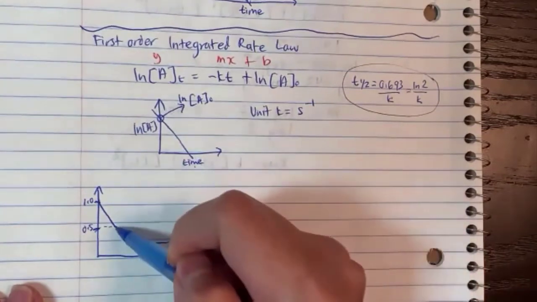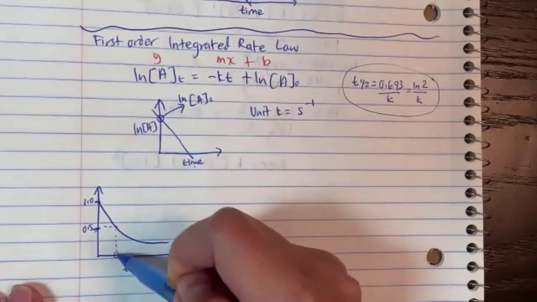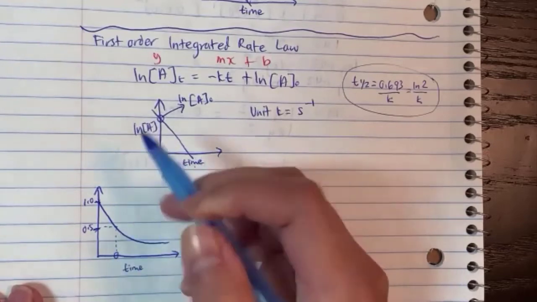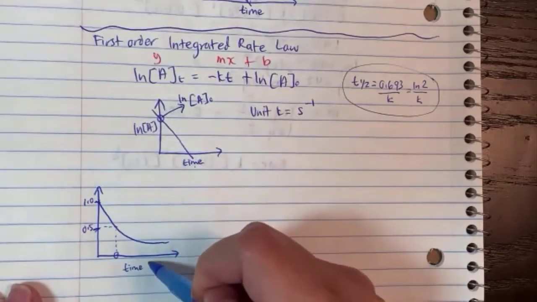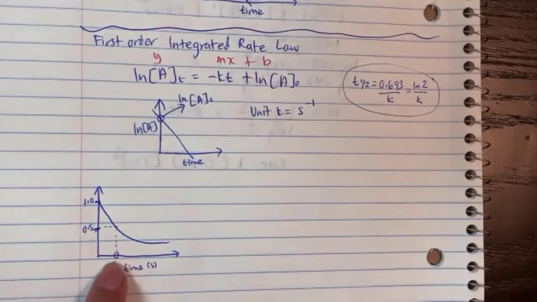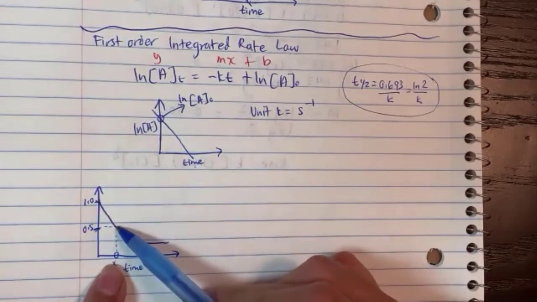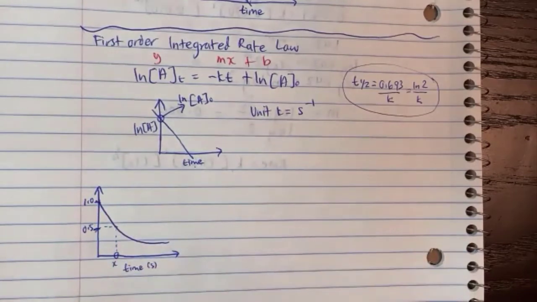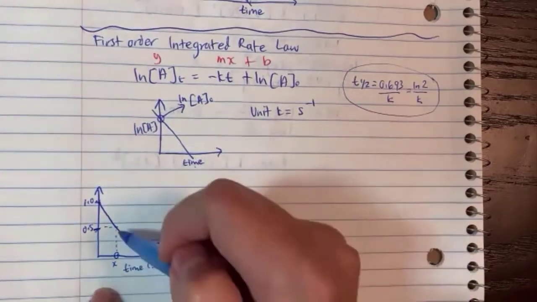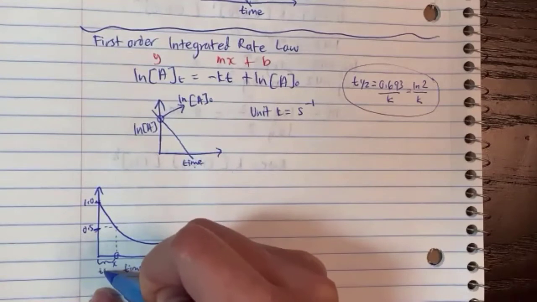So it fell down by half, and this is the time, maybe x seconds, I don't know what it is. That x here, the time it took to drop from 1 all the way down to half, is your half-life. So that x here is half-life. This distance in time here is half-life.